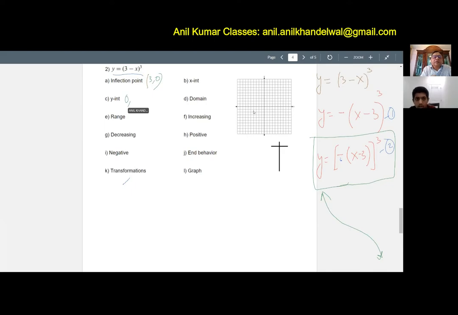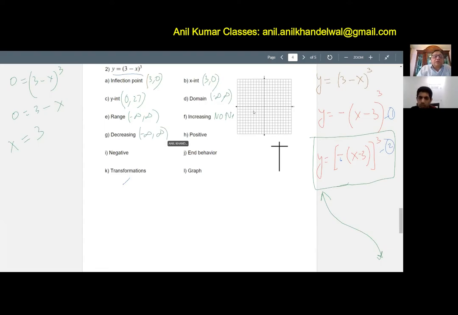Y-intercept. X is 0, so 3 cube, right? 27. X-intercept. So you put 0 equals 3 minus x whole cube. So 0 equals 3 minus x, so x equals 3, right? So the x-intercept is at 3. Is that clear? As far as domain and range is concerned, minus infinity to plus infinity, no problems. Increasing, decreasing: it is always decreasing, right? So none. It is never increasing.